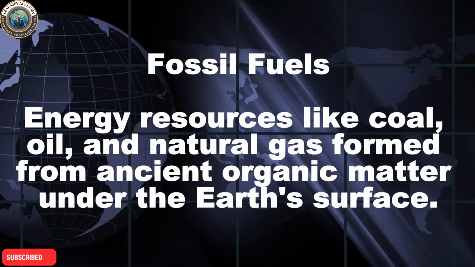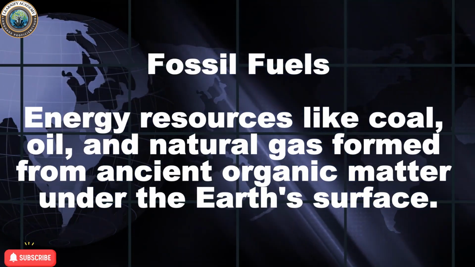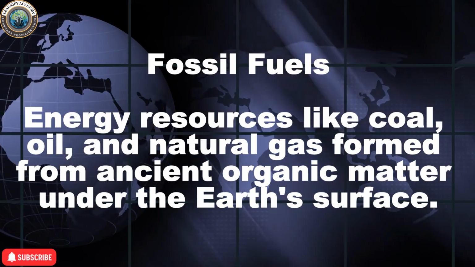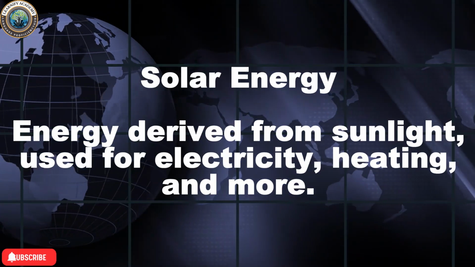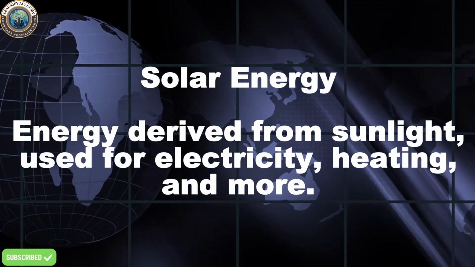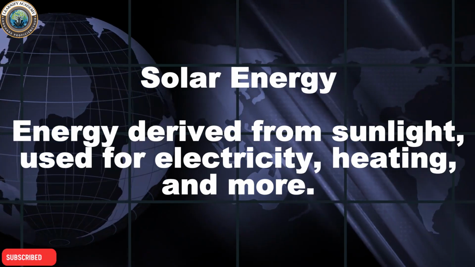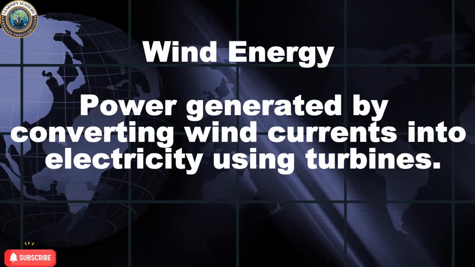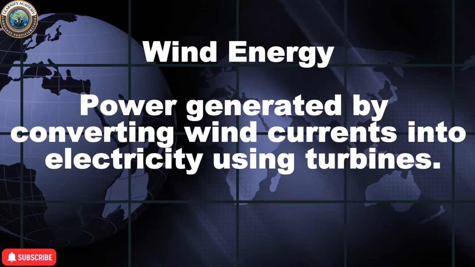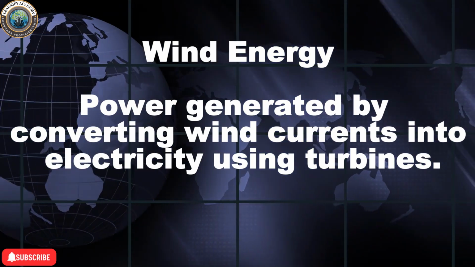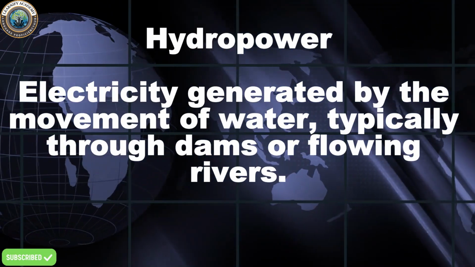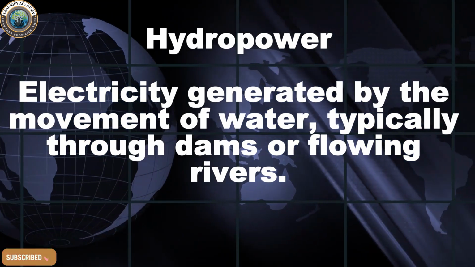Fossil fuels. Energy resources like coal, oil, and natural gas formed from ancient organic matter under the Earth's surface. Solar energy. Energy derived from sunlight, used for electricity, heating, and more. Wind energy. Power generated by converting wind currents into electricity using turbines. Hydropower. Electricity generated by the movement of water, typically through dams or flowing rivers.